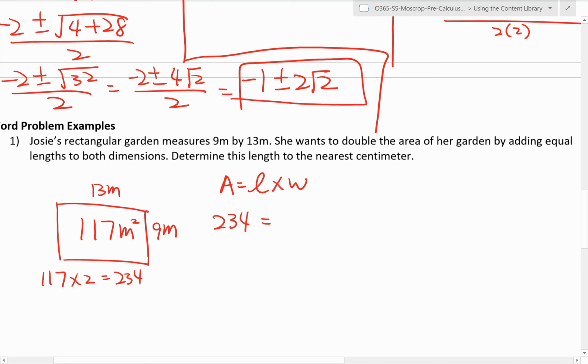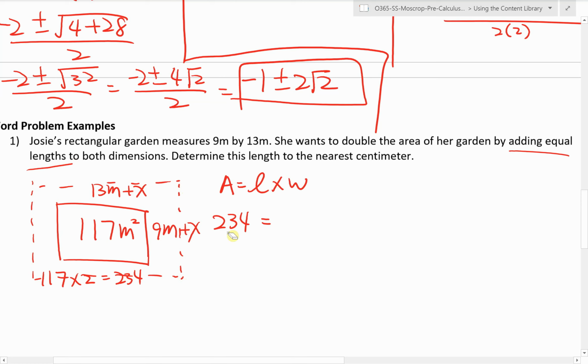Now, obviously, if the area is doubled, then the length and the width would have to change. And the question says she would like to double the area by adding equal length to both dimensions. So we're adding, let's say, x to each side. So now you can see it's going to be a little bit bigger.